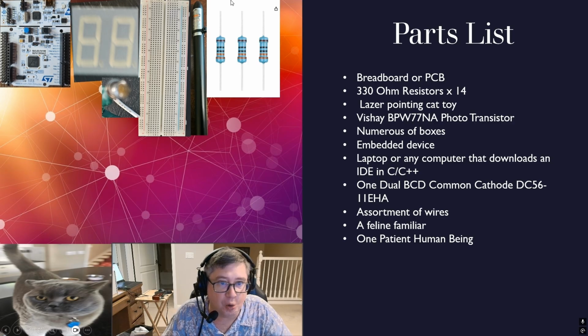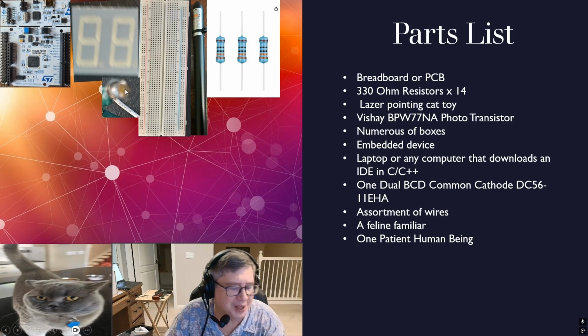14 330 ohm resistors. These are resistors right here. Okay. A laser pointing cat toy. That's that thing right there. This is called a Vishay BPW77NA phototransistor. It's not a really great picture, but it's a device. It's a sensor, basically. An embedded device.